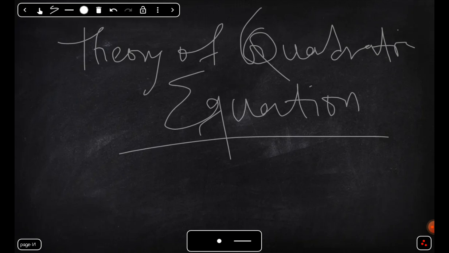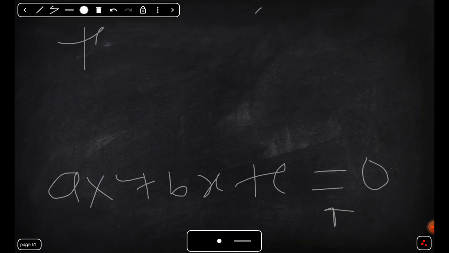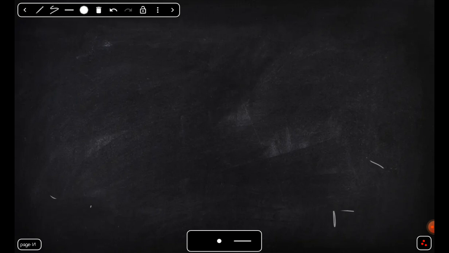quadratic equation is of the form ax squared plus bx plus c equal to 0. Okay, it is an equation because it has an equal to sign. It is quadratic because the highest power is 2. So that is it. And quadratic equations generally can be solved, in a nutshell, using 4 different methods.